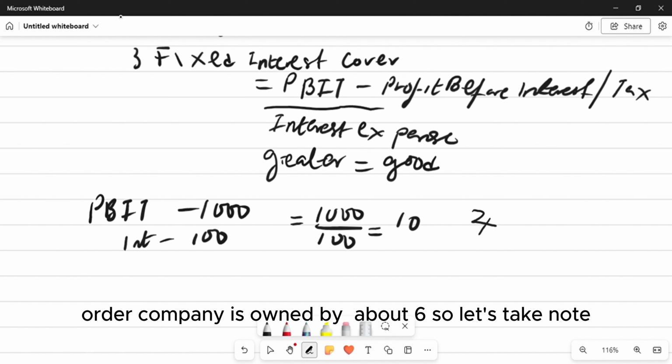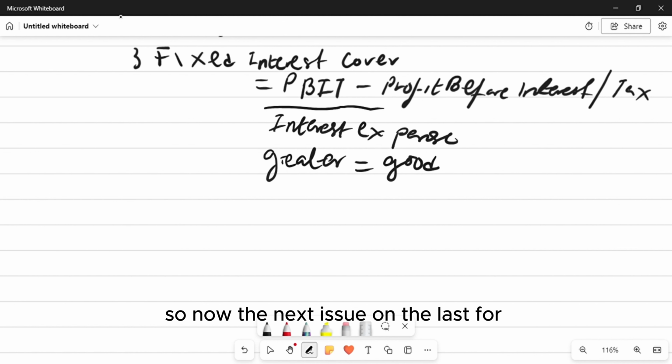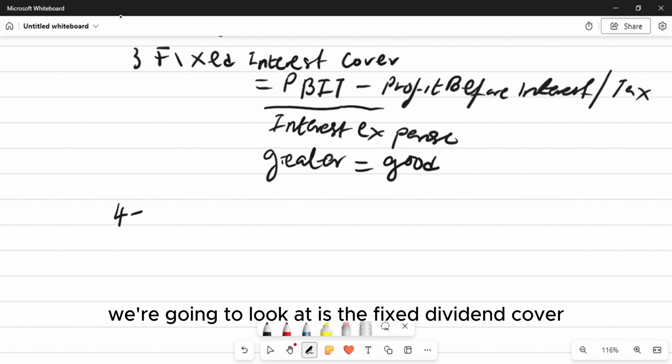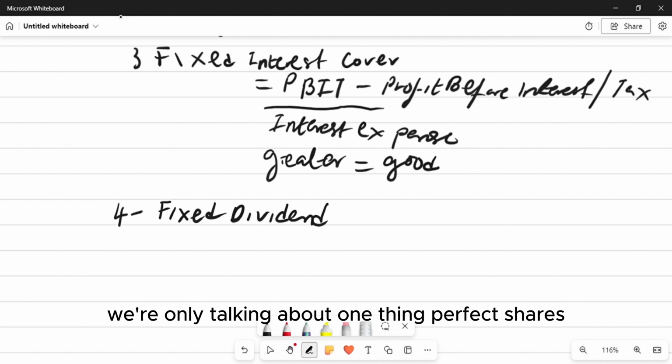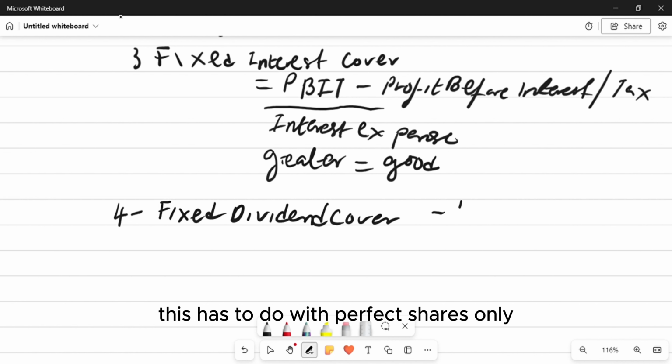So let's take note. The next ratio, and the last for this category, that we're going to look at is the fixed dividend cover. When we talk about fixed dividend, we're only talking about one thing: preference shares. This has to do with preference shares only.